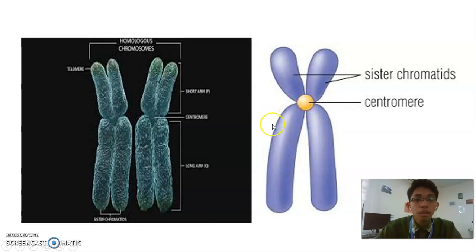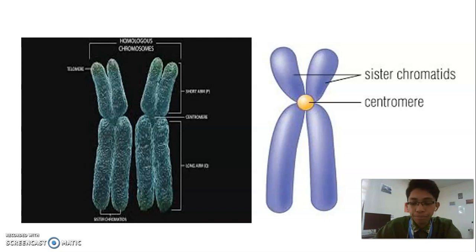A homologous chromosome is two sister chromatid sets side by side. What do we mean by identical? The chromosomes have the same length and the same size. You can see the length is the same, and the location of the centromere is also aligned, parallel to each other, as you can see here. Same size, same length, and the same location of centromere. That is what we call a homologous chromosome.